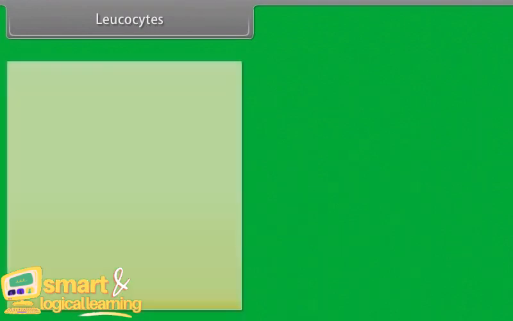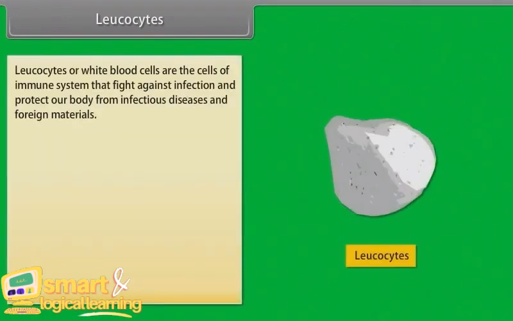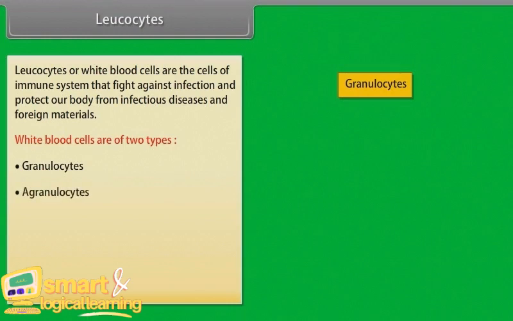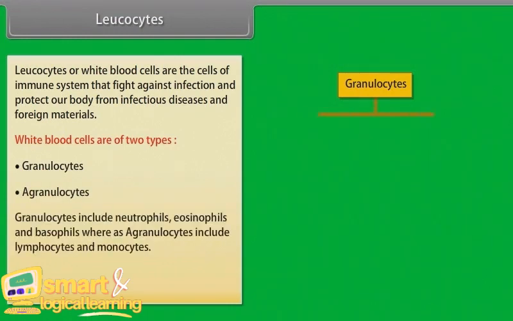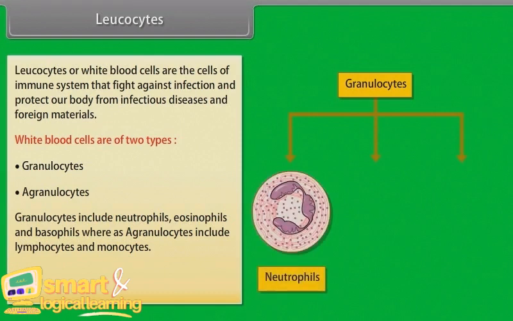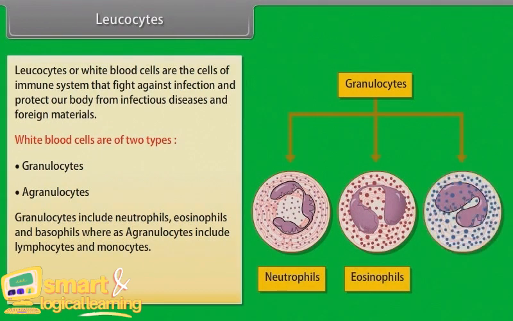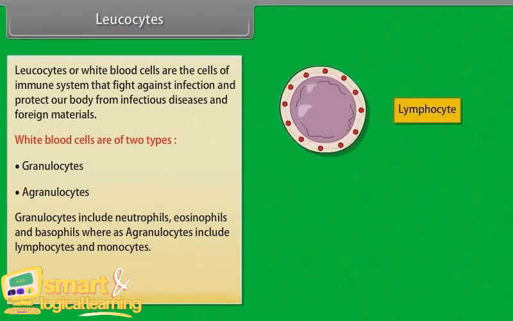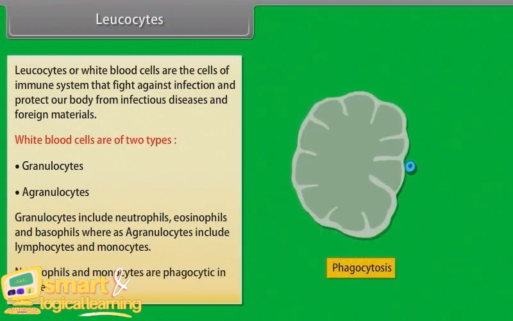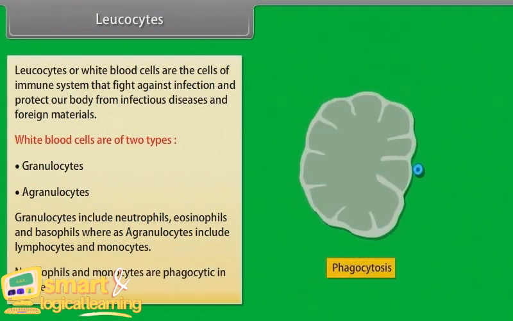Leukocytes. Leukocytes or white blood cells are the cells of the immune system that fight against infection and protect our body from infectious diseases and foreign materials. White blood cells are of two types: granulocytes and agranulocytes. Granulocytes include neutrophils, eosinophils, and basophils, whereas agranulocytes include lymphocytes and monocytes. Neutrophils and monocytes are phagocytic in nature.